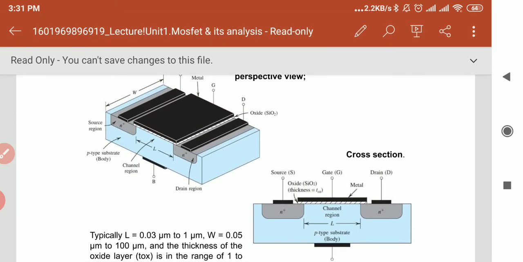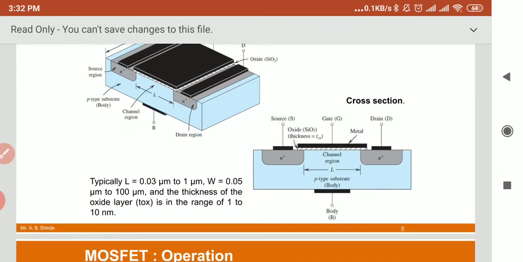If we are not applying any external voltage, it means we are not giving any biasing, then the channel will be absent here. The channel will not be created. Unless and until the channel is created, current will not flow between drain and source. This is because the region below the SiO2 works as two back-to-back diodes with the cathode common.